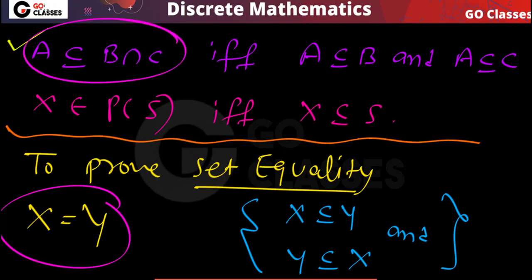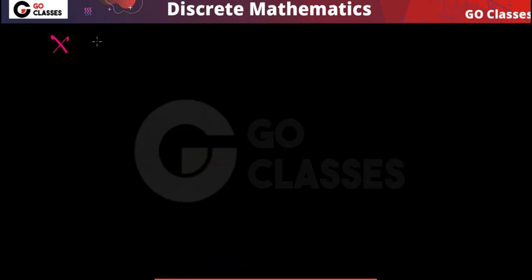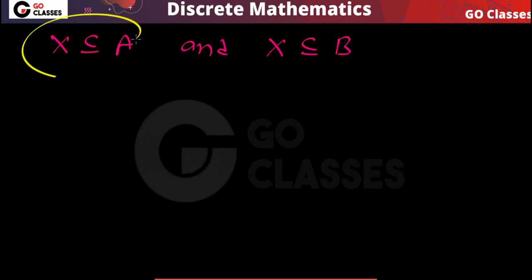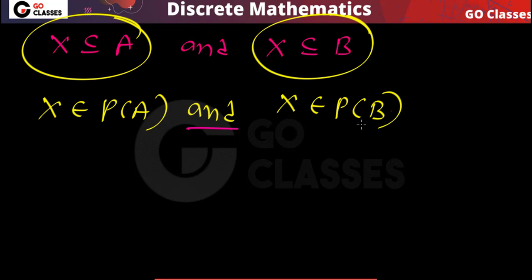We can use: if A is a subset of B intersection C, then A is a subset of B and A is a subset of C. So I can say if x is a subset of A intersection B, then x is a subset of A and x is a subset of B. Now x is a subset of A, and x is a subset of B. What does this mean? x is a subset of A means x belongs to the power set of A. And x is a subset of B means x belongs to the power set of B. So you can notice that x belongs to the power set of A and x belongs to the power set of B. So x is common between these two.